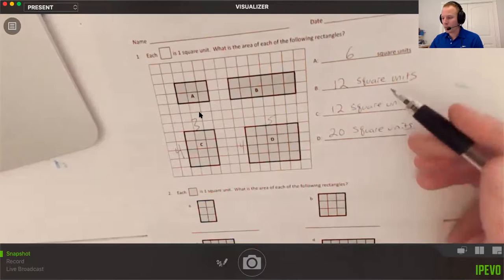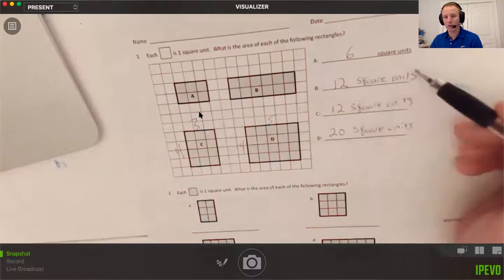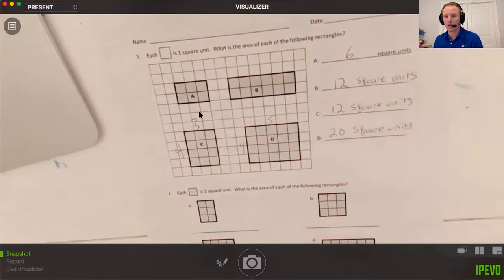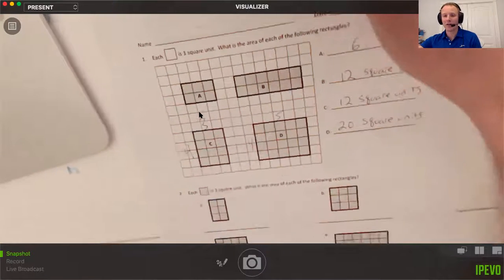Now notice every number had square units following it. And that's really important. It's so critical that we label our work in this case, in all cases really, but especially as we start to work with area, so that your answers can be complete and accurate.